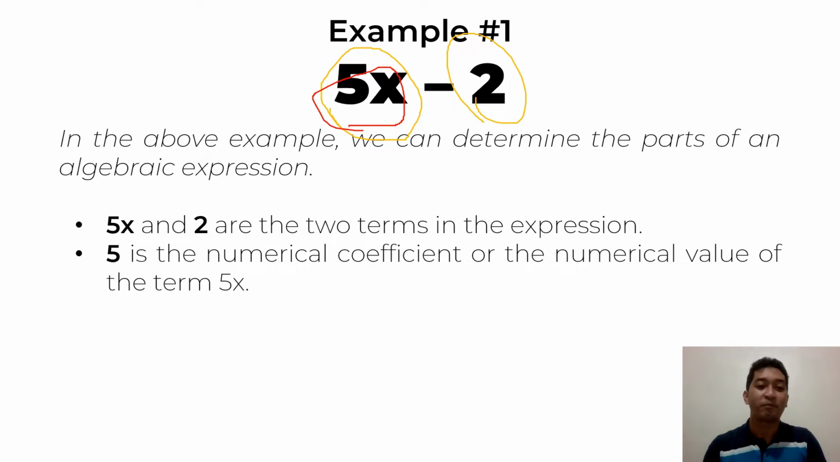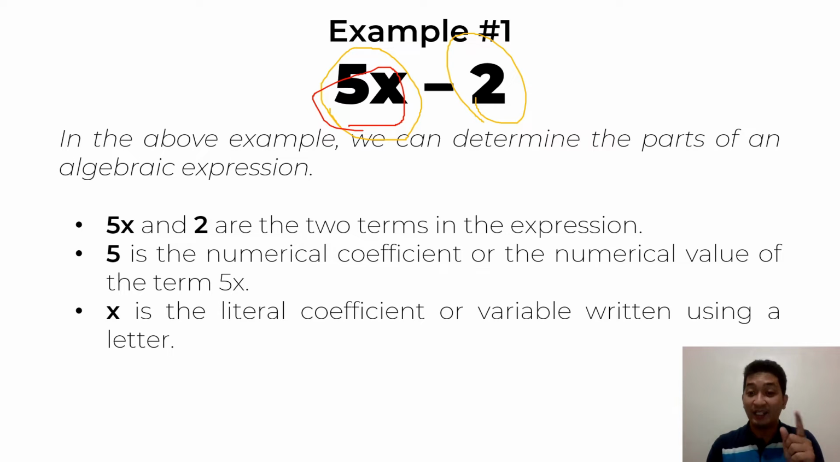It's 5. Let's go now with the literal coefficient. The literal coefficient is simply, from the word itself, literal, letter. So we are looking for x. It's the literal coefficient of the term 5x. Again, we're just looking at the term 5x. The numerical coefficient of 5x is the number 5, and the literal coefficient is the letter x.